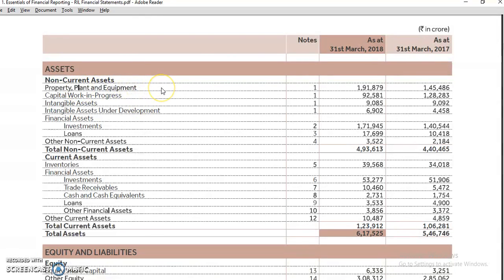Property, plant and equipment. These are essentially the assets of the company: land, building, plant, machinery, furniture, whatever the company owns or has rights to use. This also includes land which is on lease, but which the company has a right to use beyond 12 months. This is usually net of depreciation, which is another concept that we'll look at when we look at property, plant and equipment in detail.